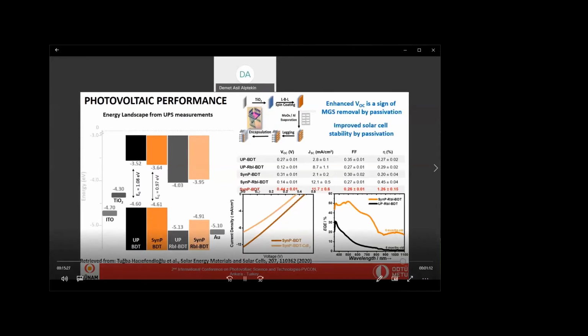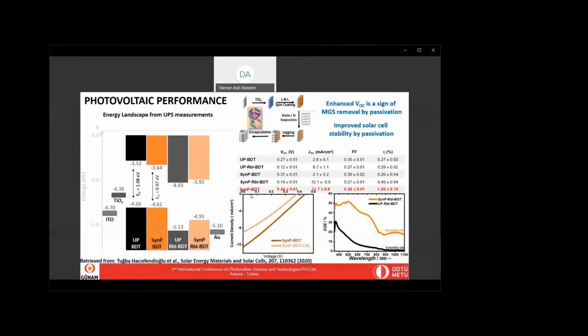And the champion device that we got for synthetically passivated quantum dots had an open circuit voltage of 0.44, which is the highest in literature for these quantum dots. This shows the importance of removal of mid-gap states, which also leads to the quantum dots which have the highest efficiency in literature.